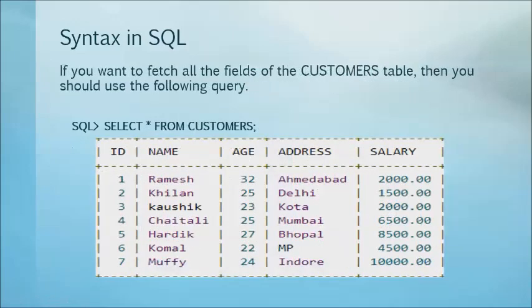Next, if you want to fetch all the fields of the customer's table, then you should use the following query. So we have select asterisk from customers. So we will be displaying all the records in the table.